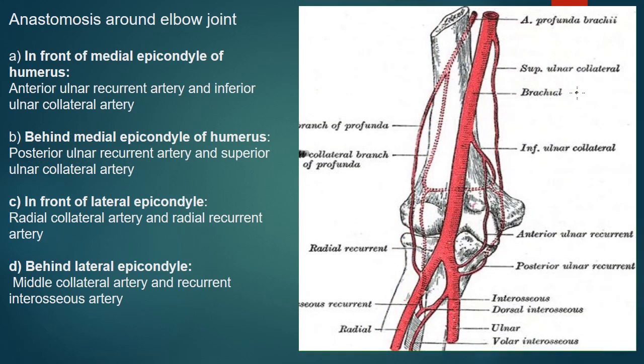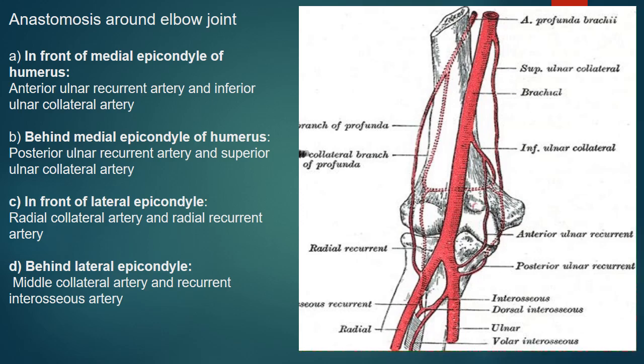Here is another image of the anastomosis around the elbow joint for further clarity. We have 4 branches on the medial side which form the anastomosis around the elbow joint. These are the inferior ulnar collateral artery, which anastomoses with the anterior ulnar recurrent artery, this one, in front of the medial epicondyle of the humerus. And behind the medial epicondyle we have the superior ulnar collateral artery, this one, and the posterior ulnar recurrent artery, this one.